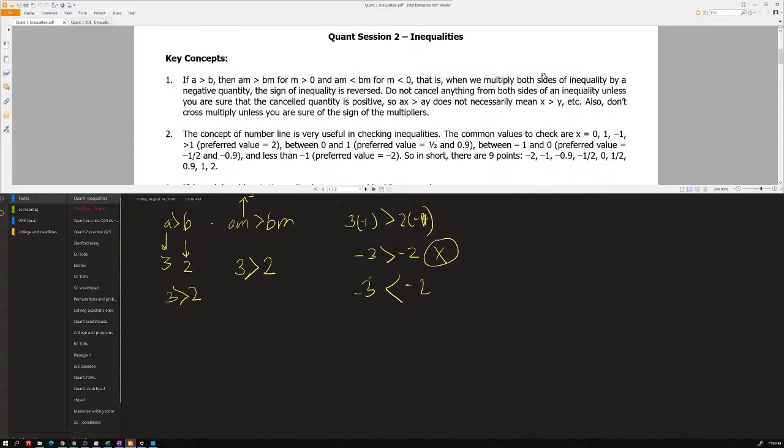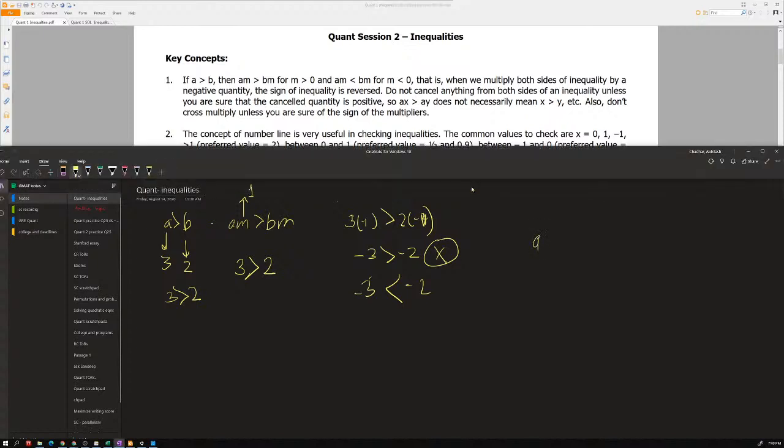That is, when we multiply both sides of the inequality by a negative quantity, the sign of the inequality is reversed. And do not cancel anything from both sides of the inequality unless you're sure that the cancelled quantity is positive. Again, this is the same logic, but this is not for multiplying but for cancelling. Like, ax is greater than ay, so we cannot cancel this a on both sides, because it would make it x is greater than y always.